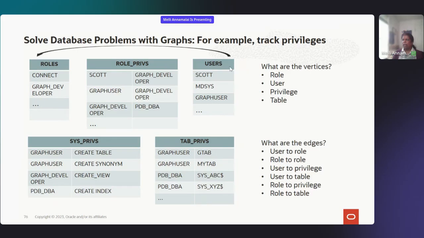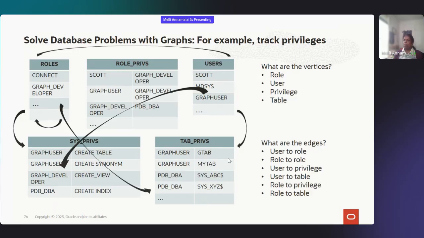So you see here I have an edge. Users is a vertex, roles is a vertex. I have users connecting to roles. I have roles connecting to itself. I have users connecting to privileges. I have users connecting to privileges for a table, and so on. So this is a graph. And by giving this graph technology or graph techniques to somebody who's worked with relational databases for a long time, they can come up with various different ways of solving interesting problems like this by modeling the data as a graph.